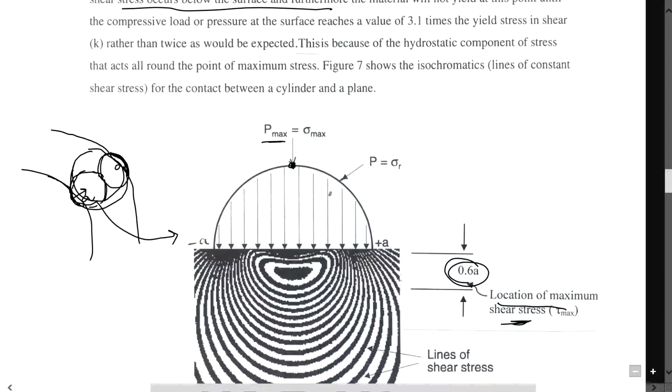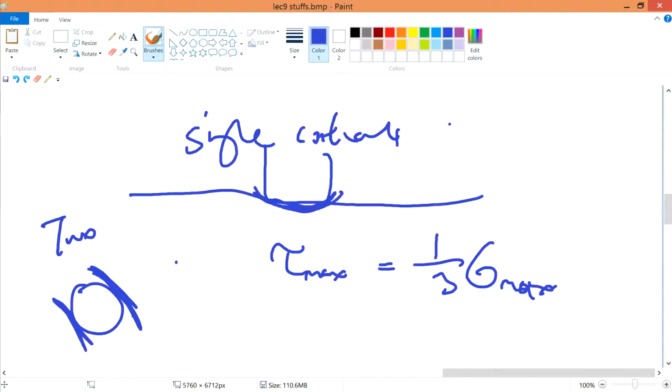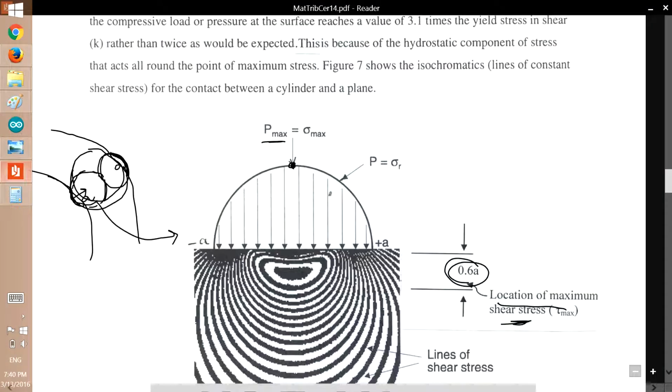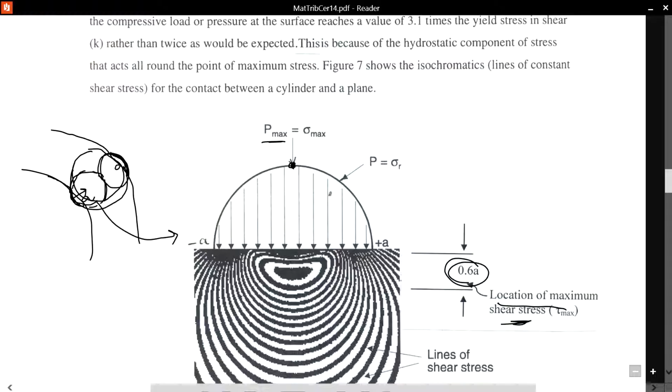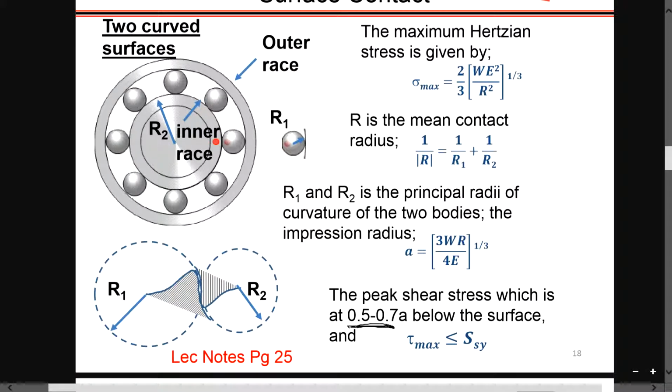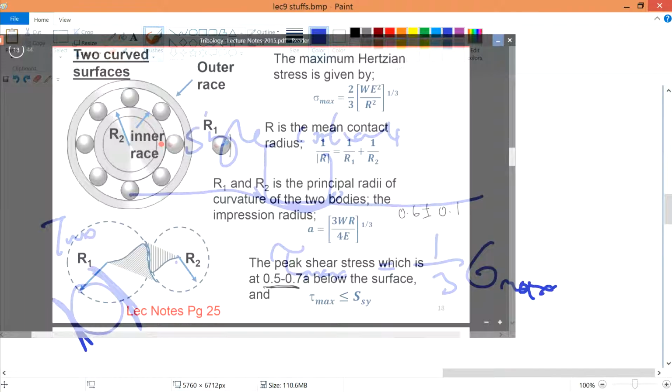It's the same thing as the previous video. Maybe I should say 0.5 to 0.7. So it's 0.6 plus minus 0.1 uncertainty. This is how it works.